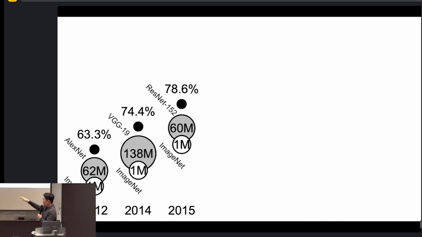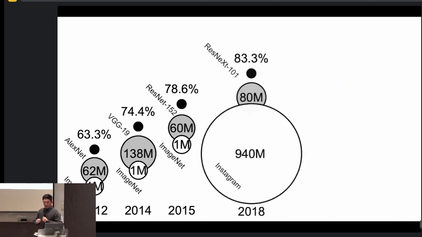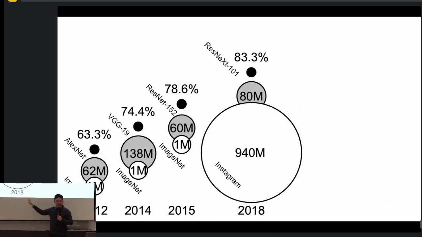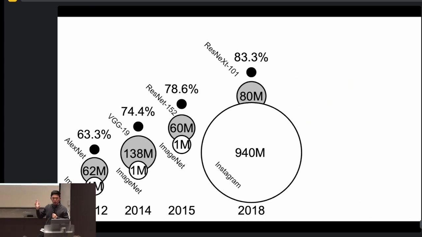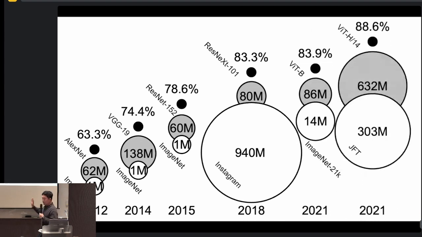So as time goes by, we use the same training set, ImageNet, and the model size is also on par. But in 2018, Facebook utilized 940 million Instagram images for training, and it showed much higher performance, right? And after that, Google utilized a similar scale, 300 million images, with a much bigger network and showed much higher performance. This number directly shows what's important.